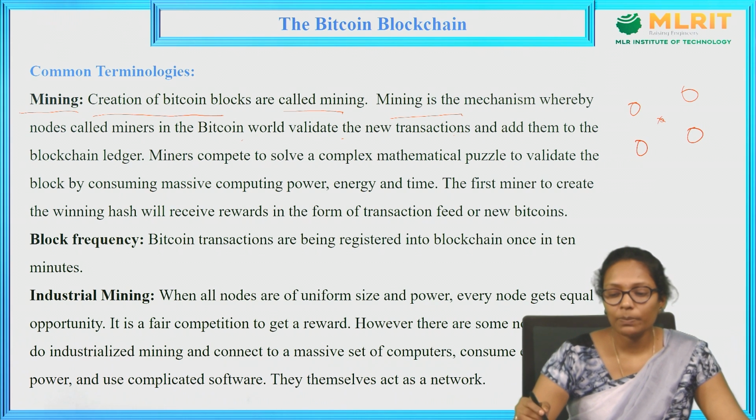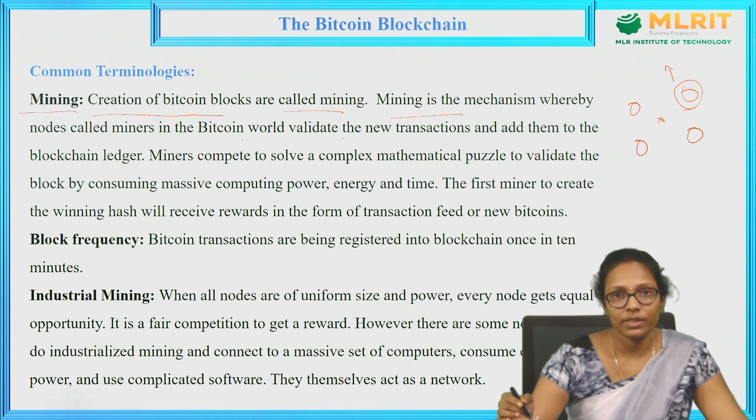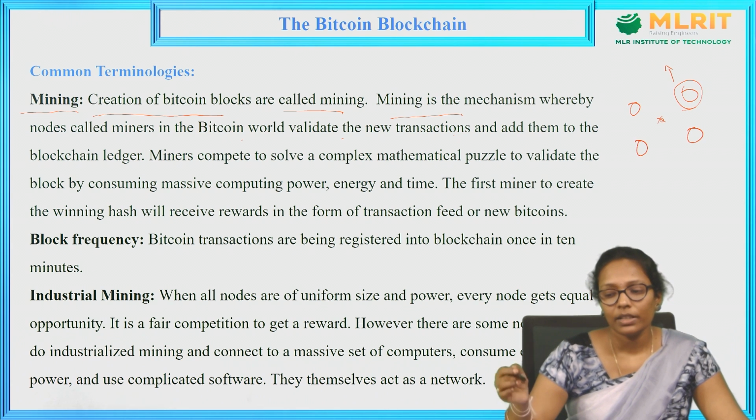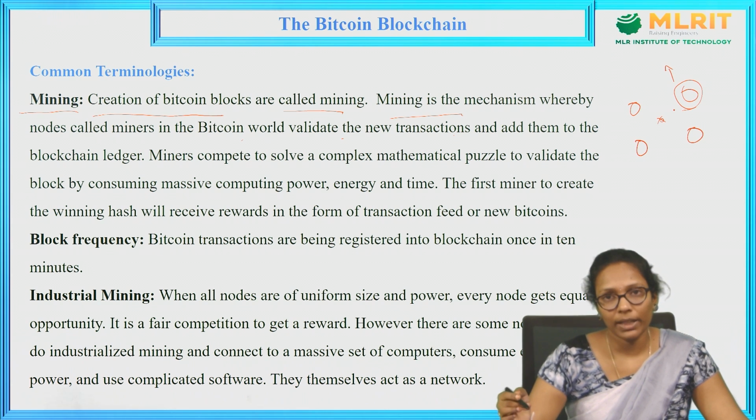In the consensus mechanism, what will a node do? A node will solve a mathematical puzzle. It depends on the consensus mechanism we are using. For example, if I am using POW, the proof of work consensus mechanism, then the node is going to solve one mathematical puzzle. If it solves the puzzle successfully, then that node is going to validate the transaction. Whatever new transaction you are adding will be validated by that particular block.